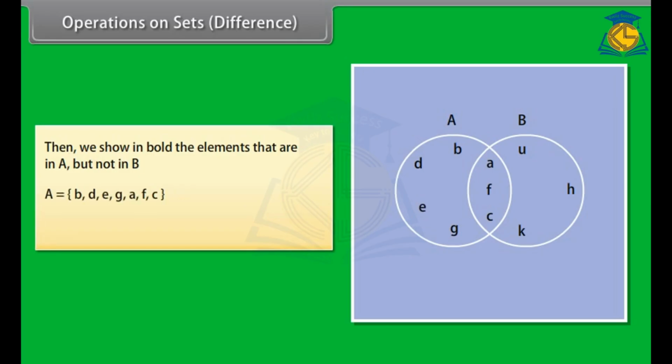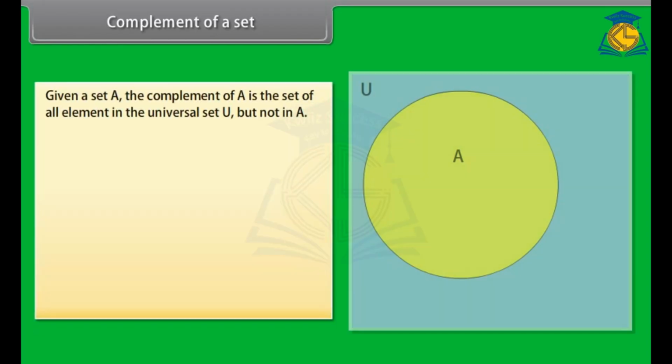A is equal to {B, D, E, G, A, F, C}. B is equal to {K, H, U, A, F, C}. Complement of a set. Given a set A, the complement of A is the set of all elements in the universal set U, but not in A.